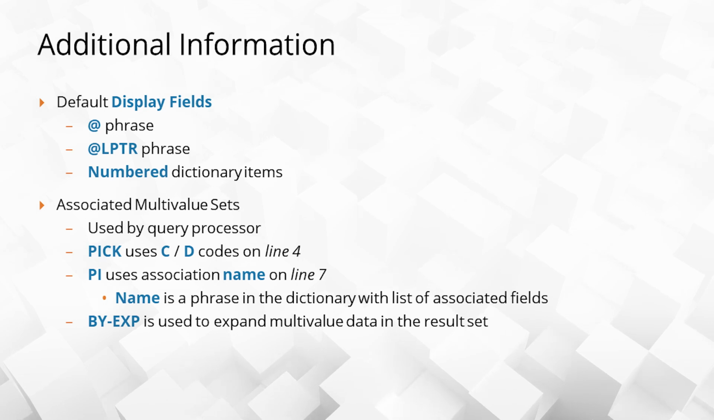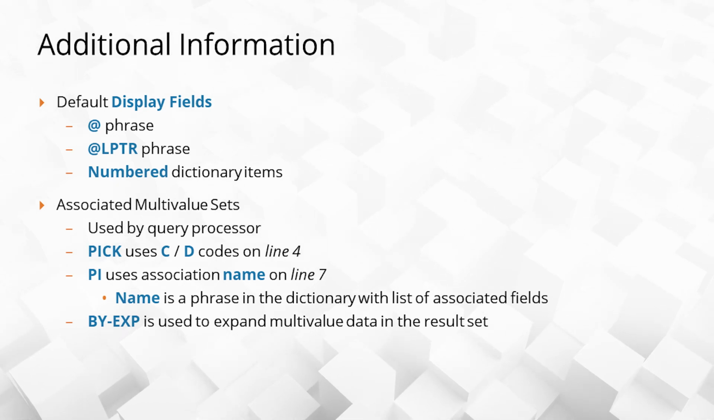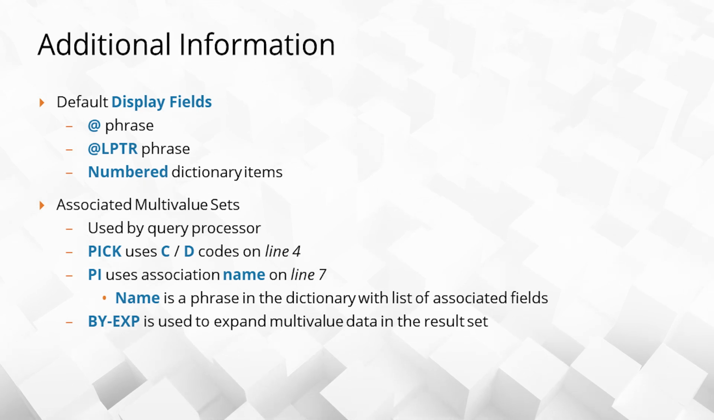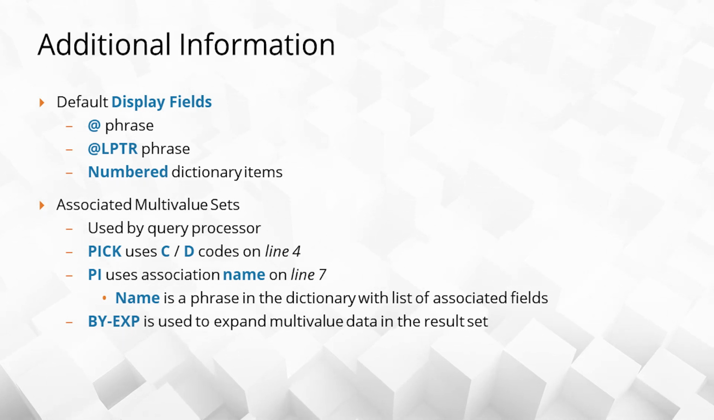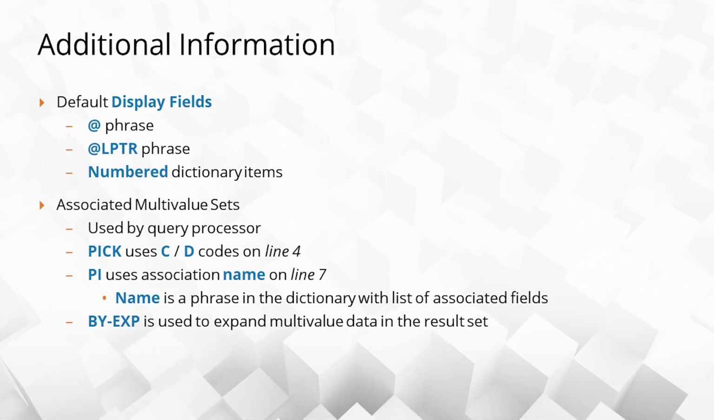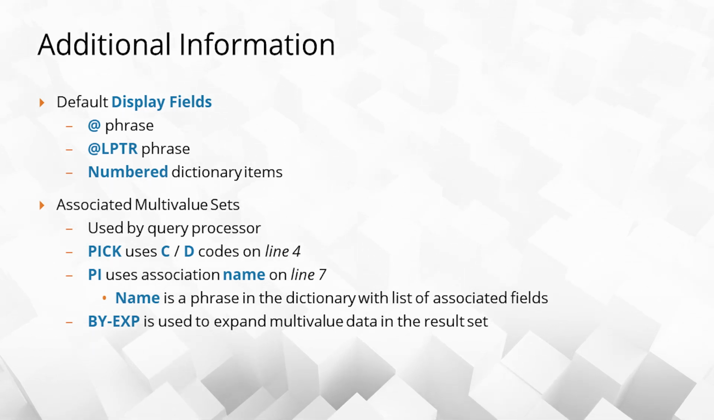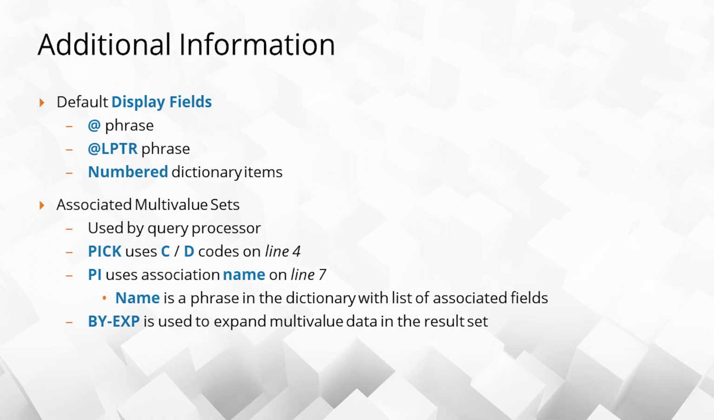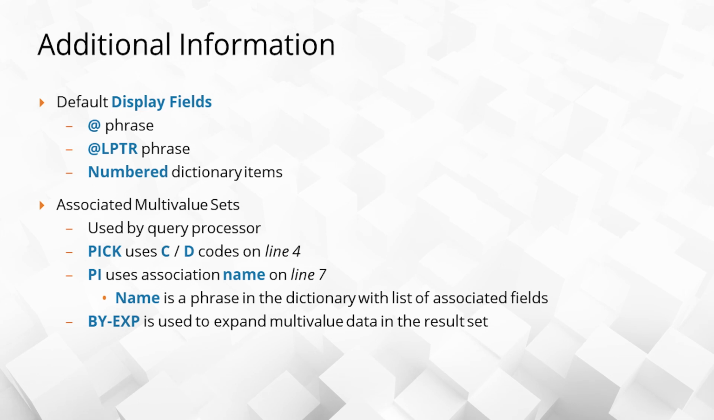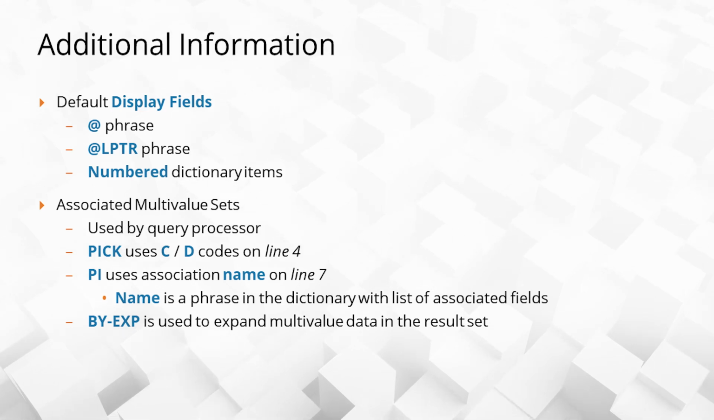In the PI dictionary system, the association is on line 7 of the dictionary, and it basically is just the name of a phrase that's in the dictionary, where the phrase is a list of the attributes that are associated together. So it really makes a lot of sense. It's much easier to maintain, but that is only available on the D and the I type dictionary items, not with the A and the S.